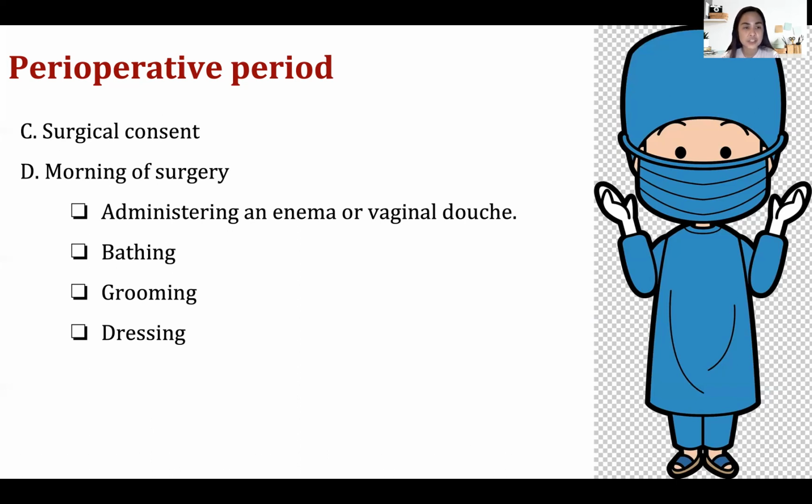Next is surgical consent. No surgery can push through if there's no surgical consent. Surgical consent is very important for the patients because this is the sign that the patient understood the procedure. Without this, the patient will not undergo the procedure. Make sure that the surgical consent is taken by the doctor who will be doing the surgery.